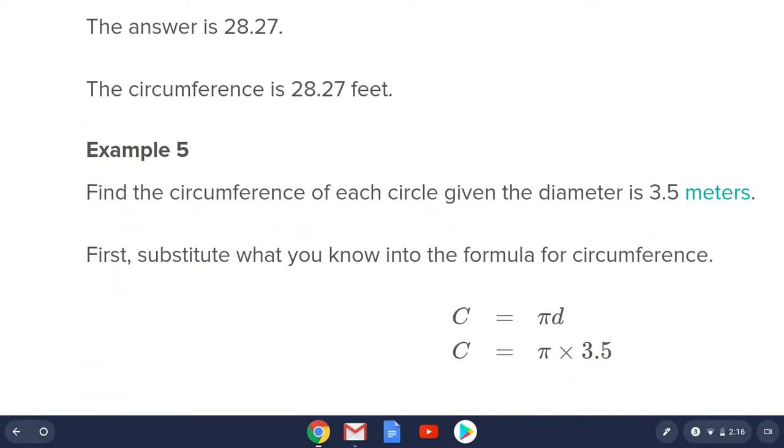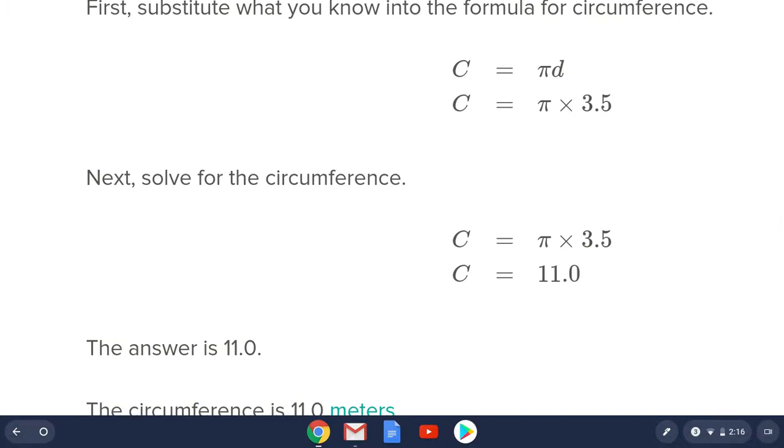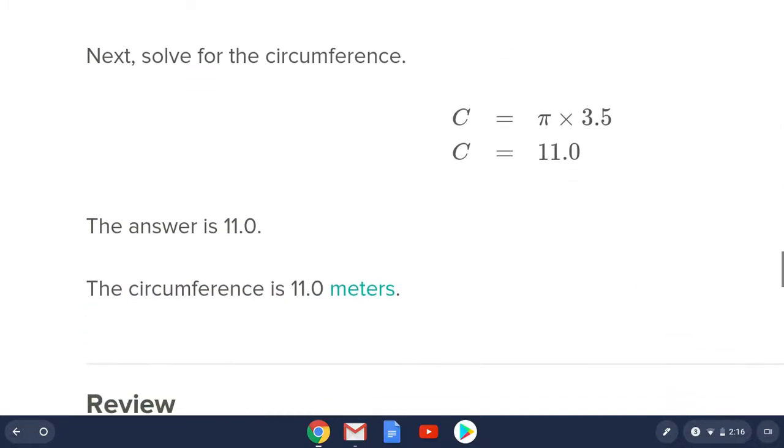And example 5, we have another diameter. We don't need to multiply that by 2. We just need to multiply our diameter of 3.5 meters times pi. So it's 3.14 times 3.5. It is 11 exactly.